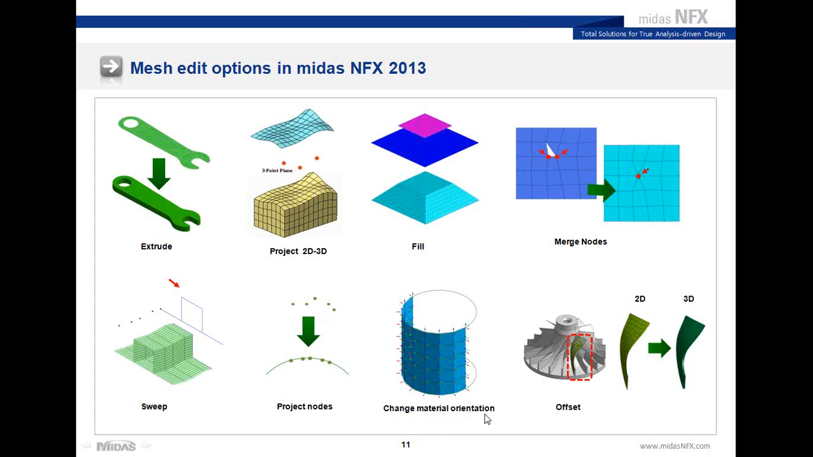And especially changing material orientation, it's pretty important when you have orthotropic or anisotropic materials assigned in a model, and where the direction of the material orientation is important. So you can always align the material depending on the need of your analysis. And then the offset feature to extrude 3D profiles out of 2D mesh.